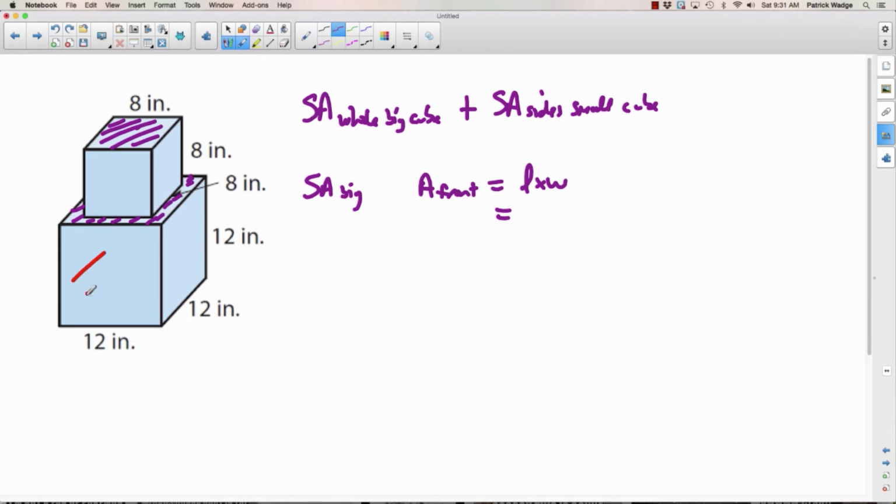We're talking about this face right here. What are the dimensions? 12 by 12. It's a square, so they're the same, 12 by 12. So we go 12 times 12, and we get 144.